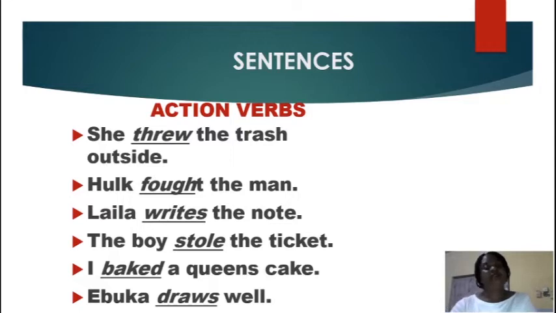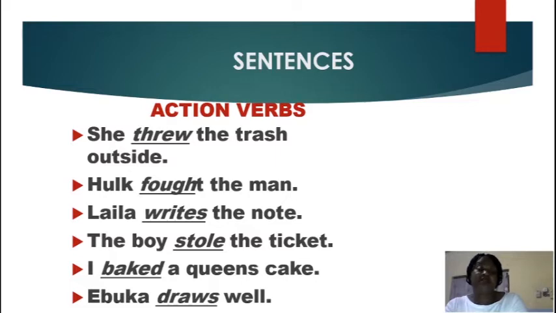Sentences. In these sentences, we shall be looking at action verbs. She threw the trash outside. Now, the verbs are the words written in italics and underlined for emphasis. You can see the words written in italics and underlined. Now, threw is underlined. Now, threw is a verb.